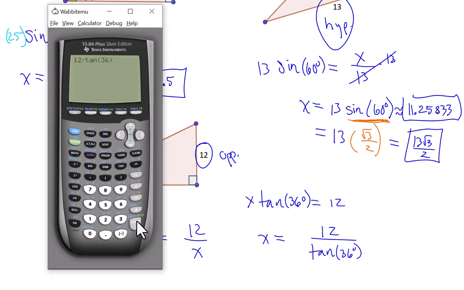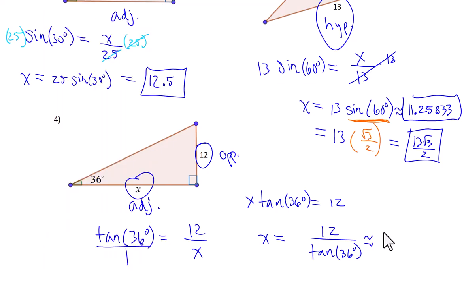So I'm going to compute this to get the value 16.51658, rounded to 5 decimal places, and we could use that. We're not going to get any better than that as an exact answer because 36 degrees is not one of our special triangle degree angles.